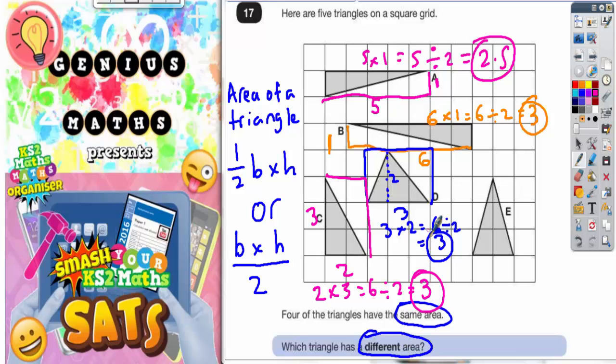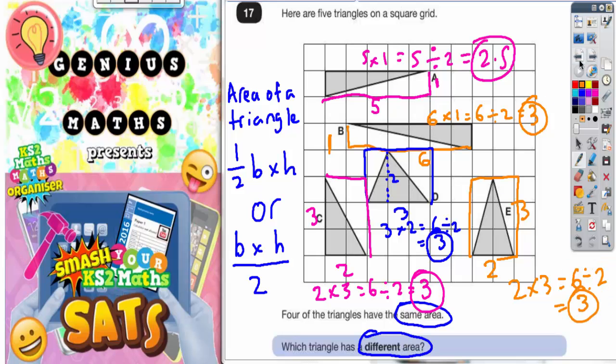Now you can see so far, we've got 3, 3 and 3. The only one that's different is this 2.5 at the top, so it looks like the answer is going to be triangle A, but just to double check, we should do triangle E as well. We should be expecting an answer of 3, because it does say 4 of the triangles have the same area, and B, C and D all have an area of 3. So let's just double check. If we turn triangle E into a rectangle, the base is 2 squares, the height is 3 squares, that's 2 times 3, which is 6, and 6 divided by 2 gets us back to 3.